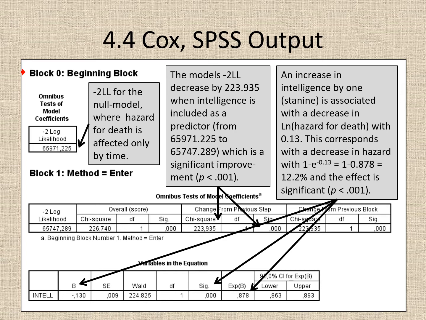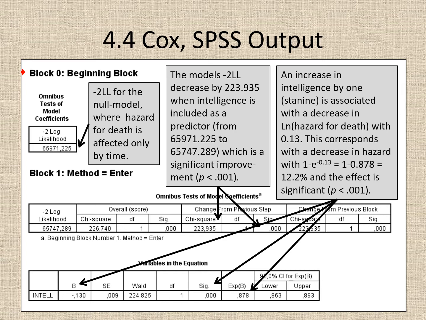So when intelligence increases by 1 on this scale from 1 to 9, what happens? The natural logarithm of the hazard to die decreases by 0.30, or 12.2%. How do we get that value? E raised to minus 0.30.